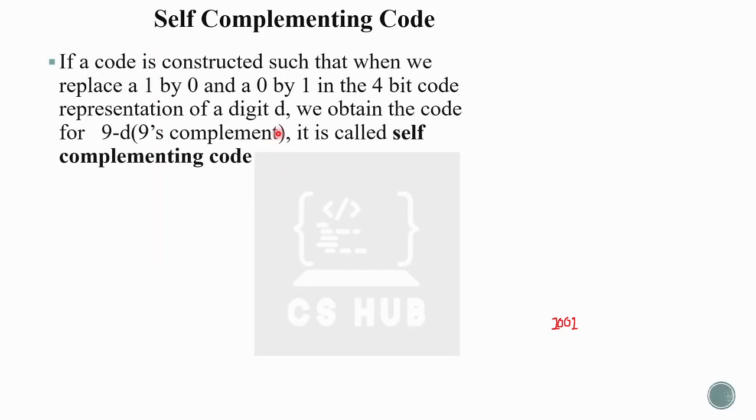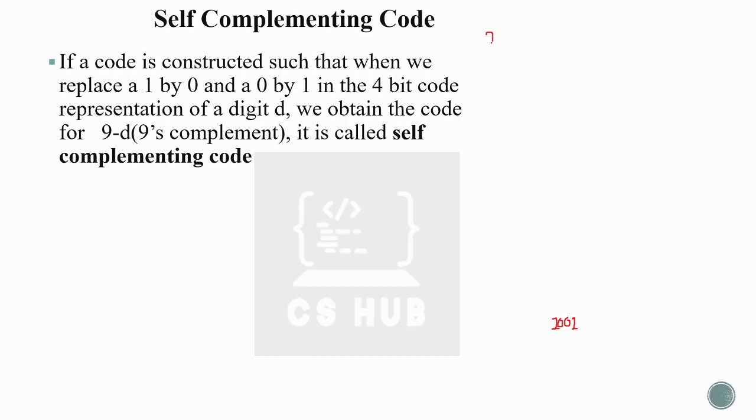What is a self-complementing code? If a code is constructed such that when we replace a 1 by 0 and a 0 by 1 in the 4-bit code representation of a digit d, we obtain the code for 9 minus d, that is the 9's complement, that is called a self-complementing code. Okay, the concept is a simple one. That is, when we interchange the zeros and ones in the 4-bit representation of a digit d.